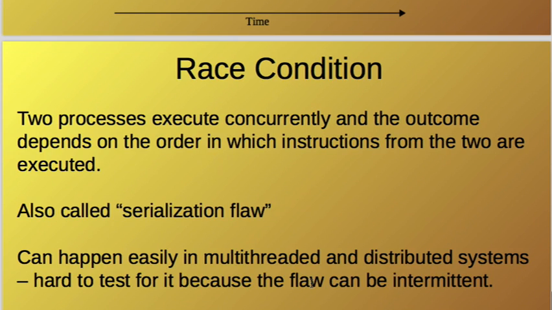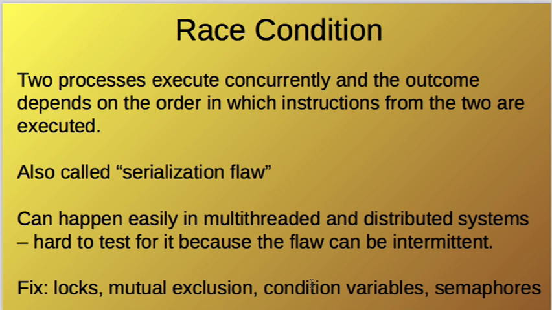Okay, so what exactly is a race condition? When you have two things happening concurrently and the outcome depends on the order in which the instructions from the two are executed. This is also called a serialization flaw. That is, if you did these things separately, they would each do the right thing, but when they happen concurrently, then bad things can happen.